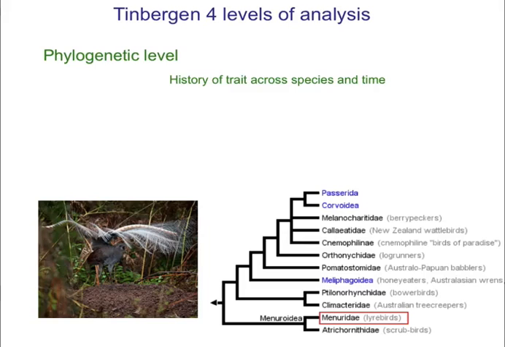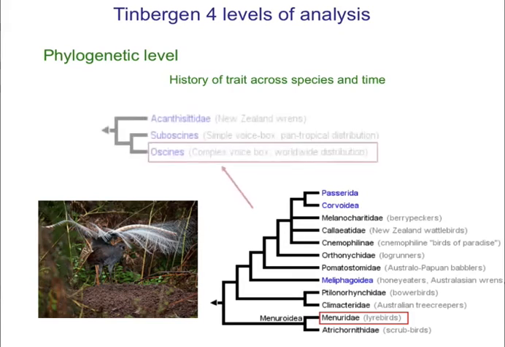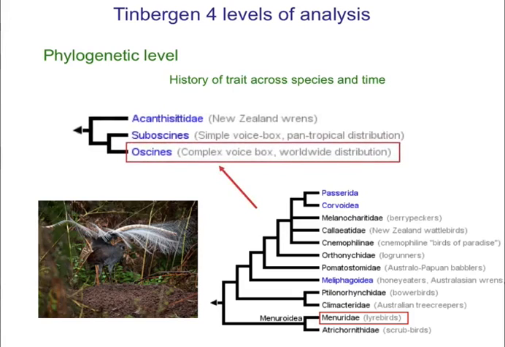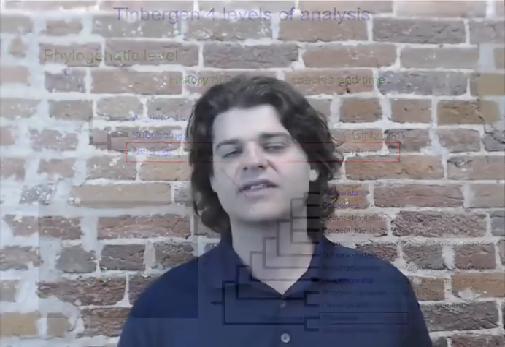So in the case of lyrebirds and trying to explain their song, it's interesting to know that they are in a family that happens to have complex voice boxes, and their relatives tend to have the vocal apparatus that would allow them to make complex songs. So that would be one explanation for why lyrebirds have such beautiful songs and an ability to copy so many different things: they're in a family that allows them to do that.